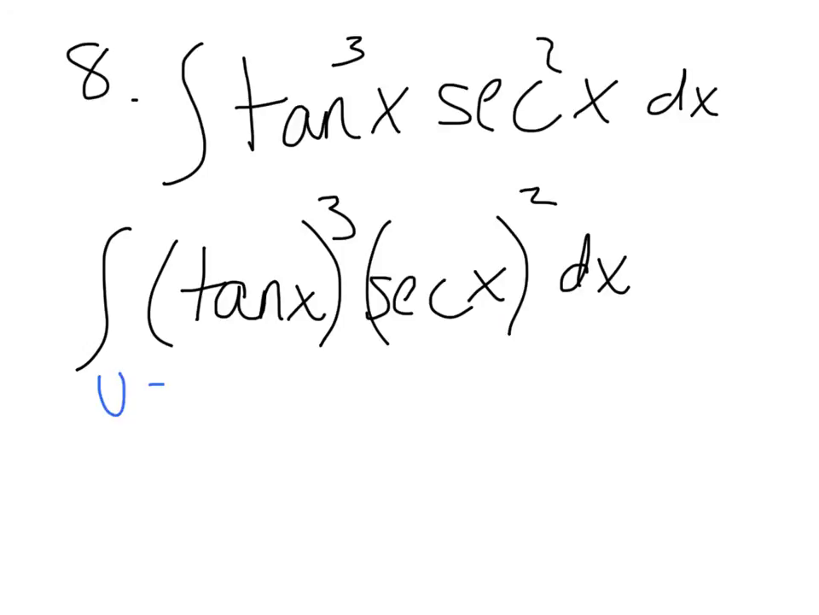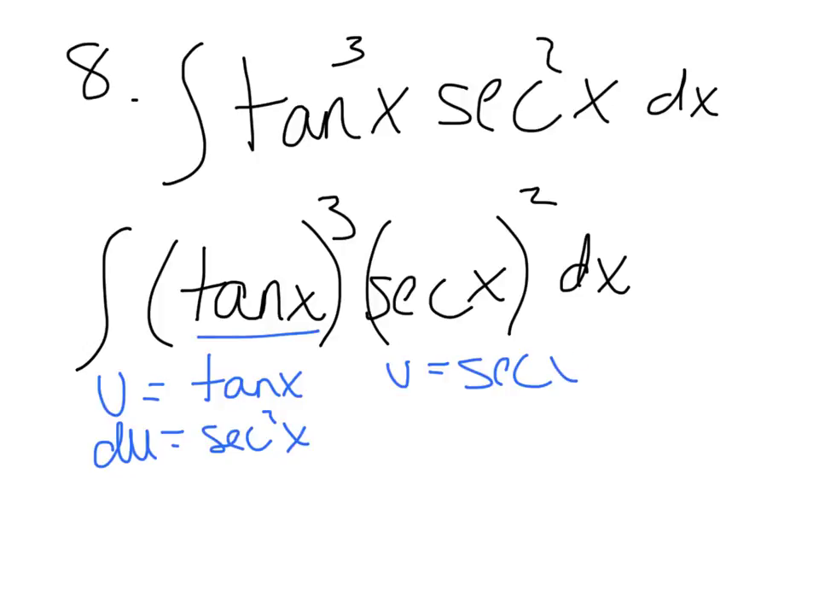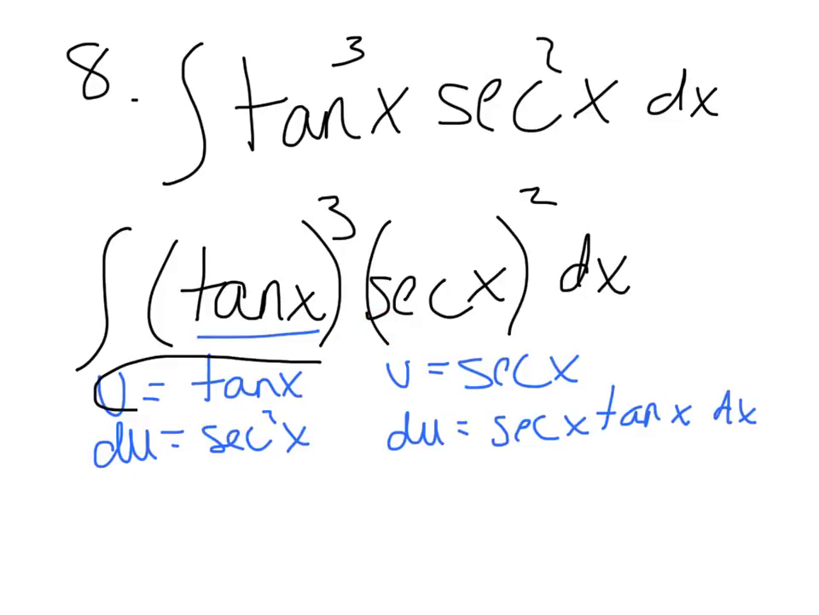If I pick u as tangent of x, its derivative is secant squared x. Do you see how handy that is? Its derivative is sitting in your function. Okay, here's secant squared. So to me, that's a winner. If I take the derivative and I see it in my function, that's the one I'm going to pick. However, if I picked u to be secant x, and I take its derivative, I would get secant x tan x dx. I don't have that in there anymore because this is tangent cubed and secant squared. So again, if I can take the derivative and I see its derivative in there, that's the one I'm going to pick.